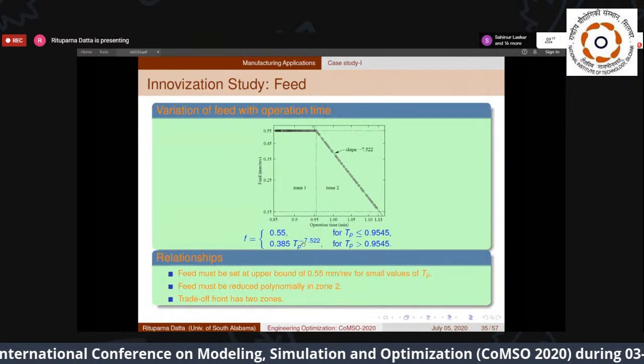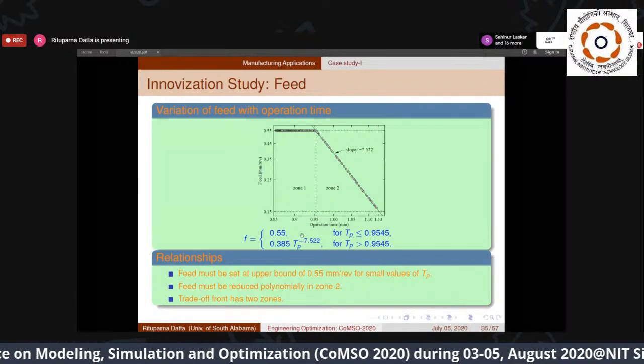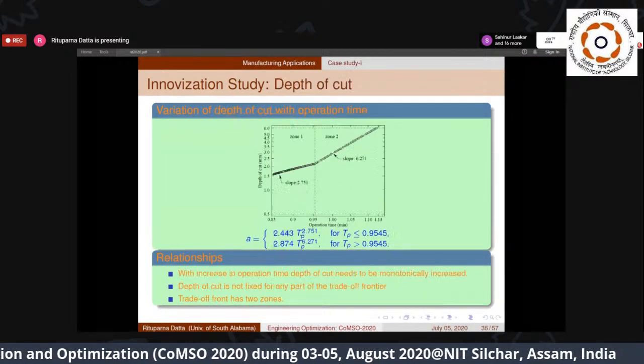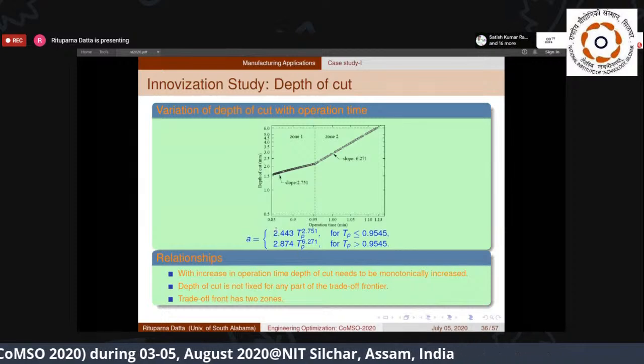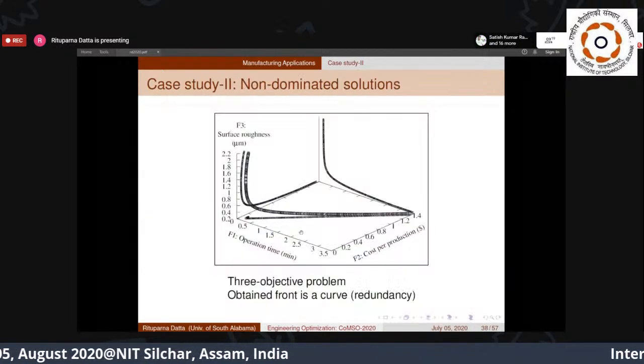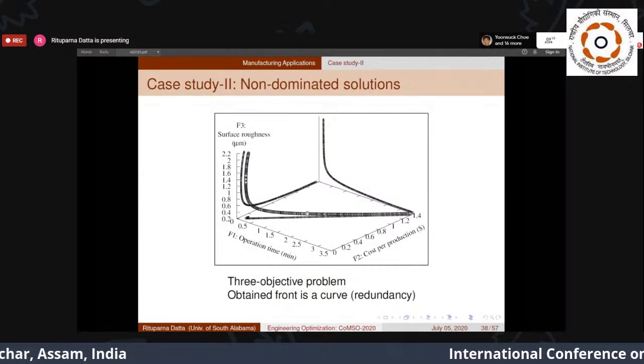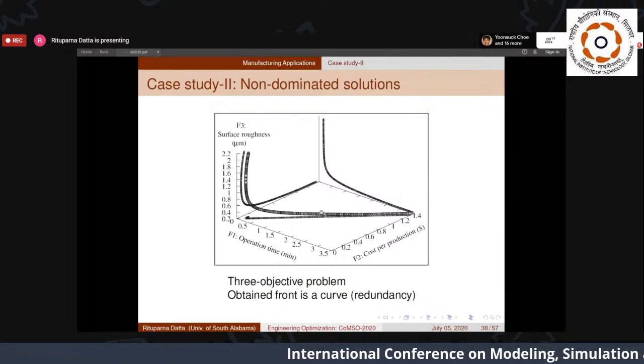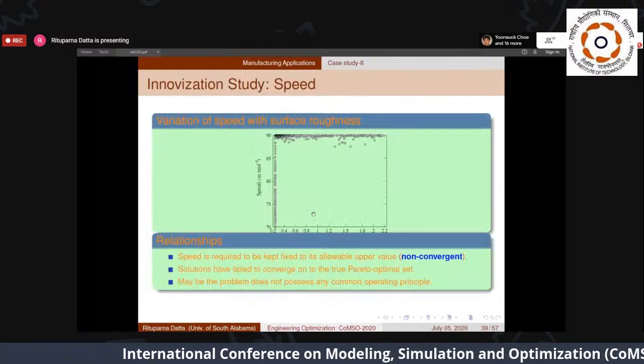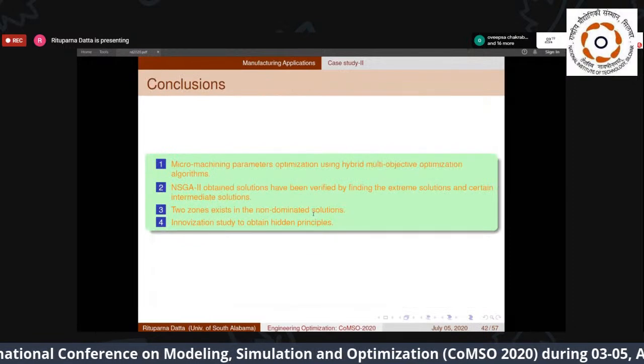And then we have done it for other variables. I am not going into the details due to time. And then the same is also done for the second case study with three dimensions. And here also we have done the same.